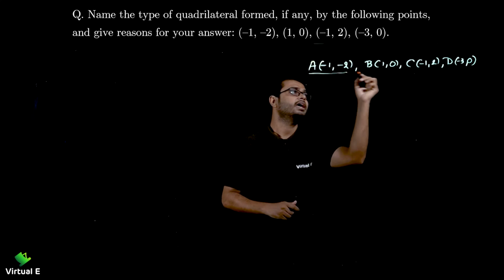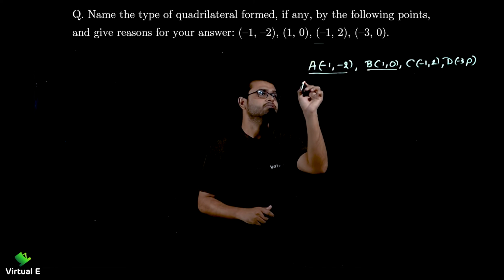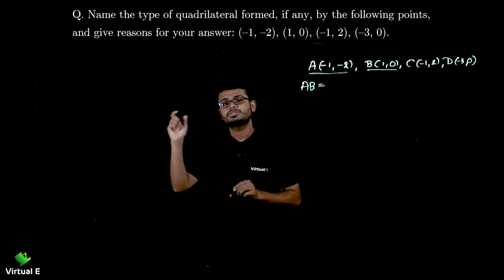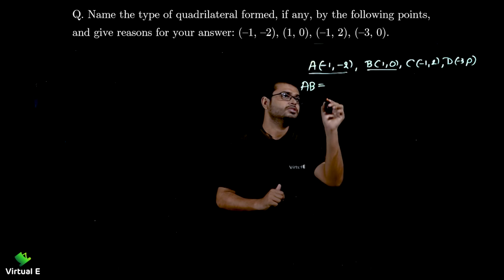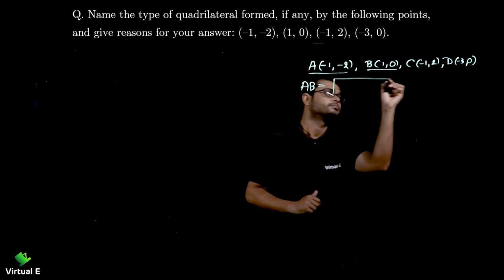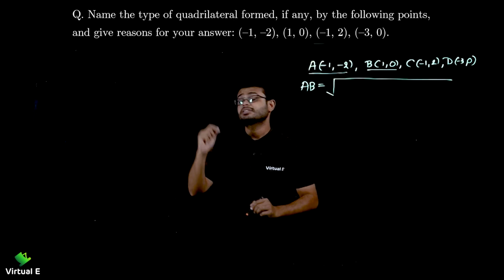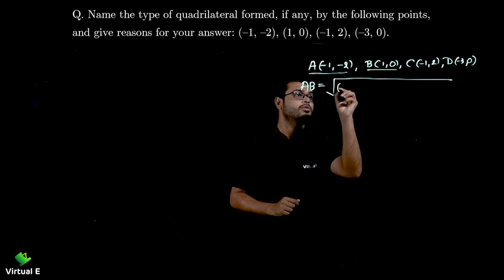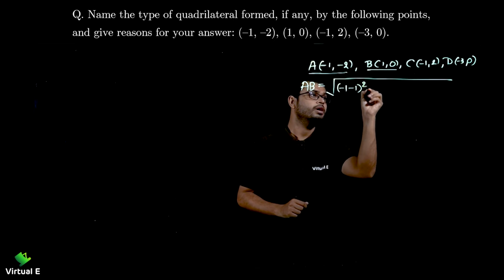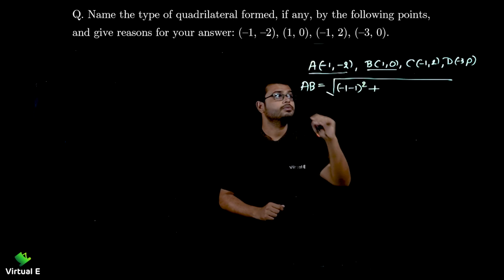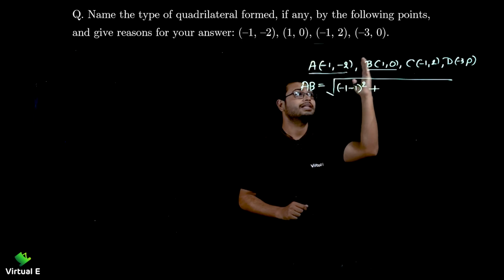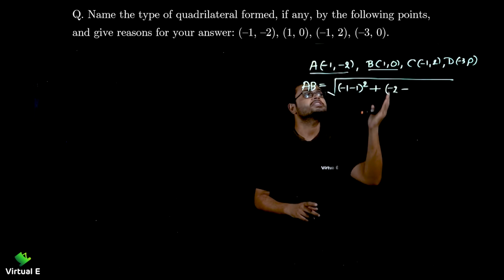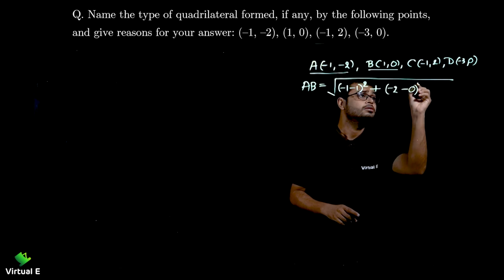So this is my A and B and I want to find the distance. So AB is equal to, you can refer to the distance formula. We are going to use this distance formula. You know very well. So I'm going to substitute the values, which is x1 minus x2, so this will be my x1 and this will be my x2. So (-1 - 1) whole square plus y1 minus y2, so this is my y1, -2, and this is my y2, 0, whole square.